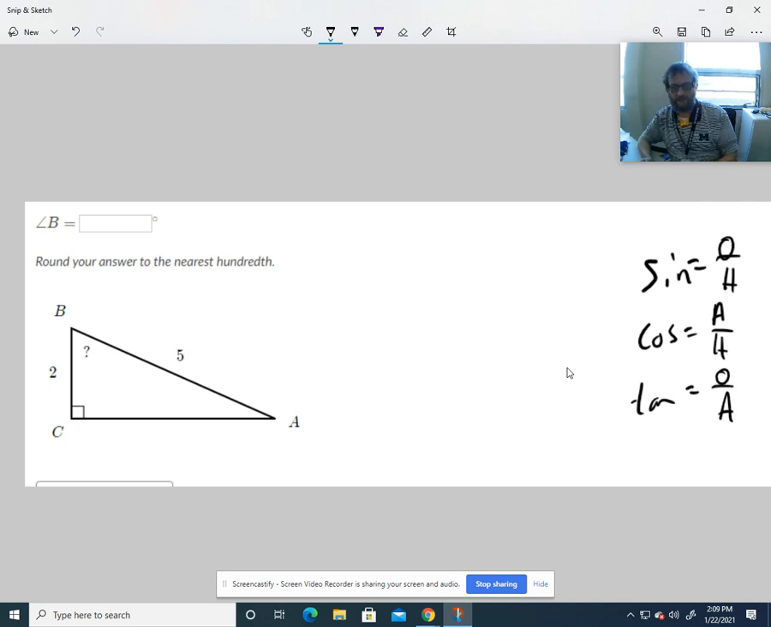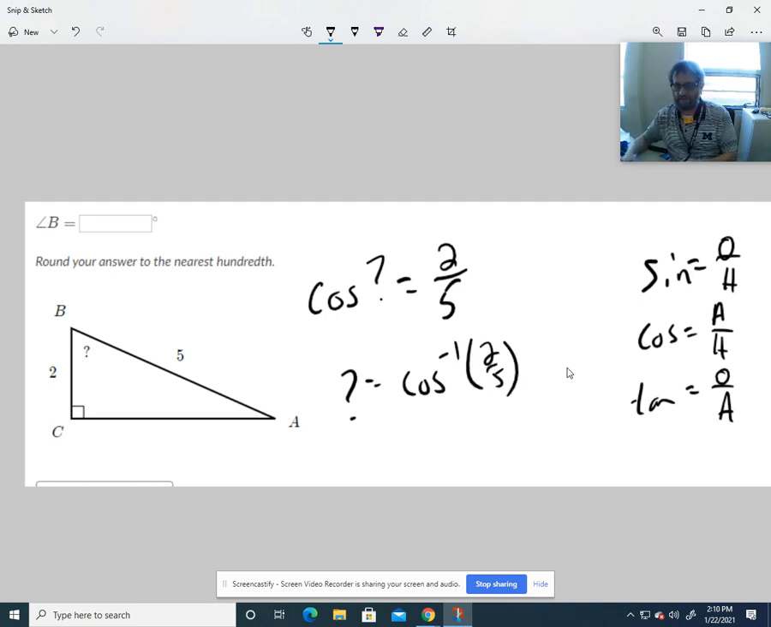So they want this angle. This is the side next to it, the adjacent. This is the hypotenuse. That means we're dealing with cosine. So the cosine of the question mark equals the adjacent leg length divided by the length of the hypotenuse. So our angle is equal to the cosine inverse of 2/5.